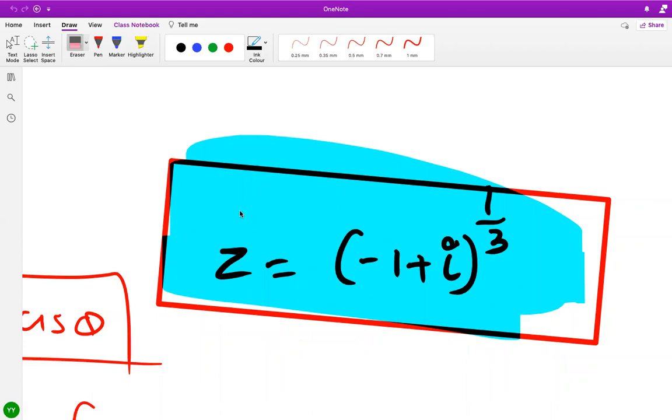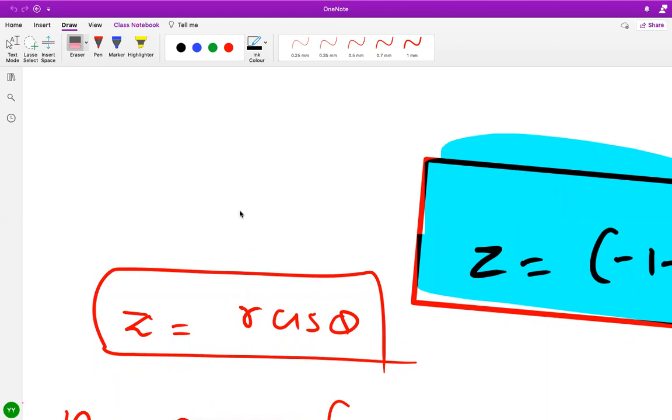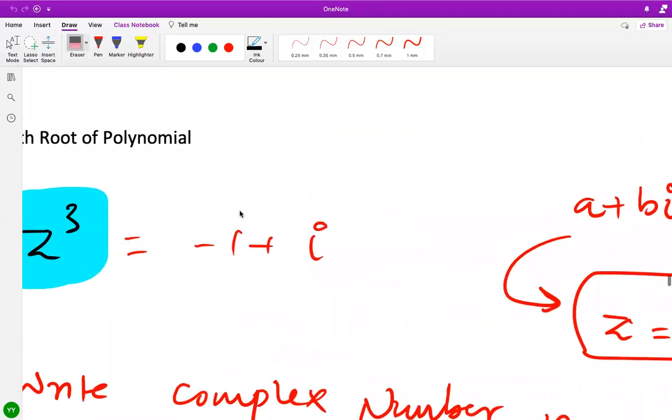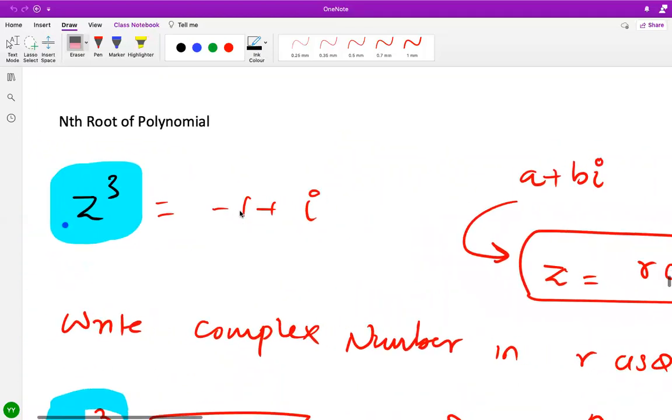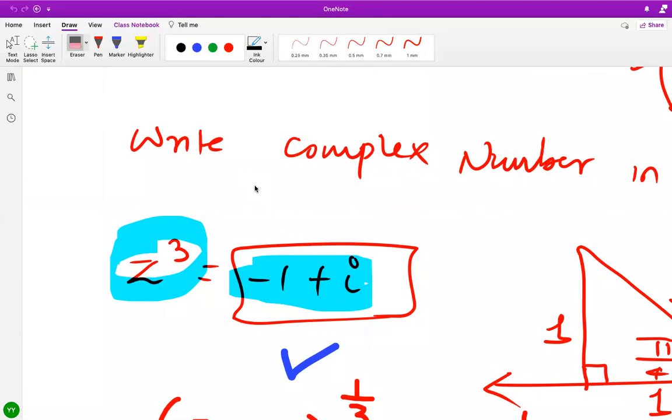I'm going to explain firstly how we do it, understanding the basics of the nth root of a complex number. So every complex number that is in Cartesian form, that is your a plus bi, firstly must be written in the r cis theta form, that is your polar form. When you write a complex number in r cis theta form, then it simplifies half of your task, and you can apply the basic concepts of de Moivre's theorem. Now, let me just take this example. So first, I'm going to write down z cubed equals -1 plus i. So I'm going to write -1 plus i in r cis theta form.